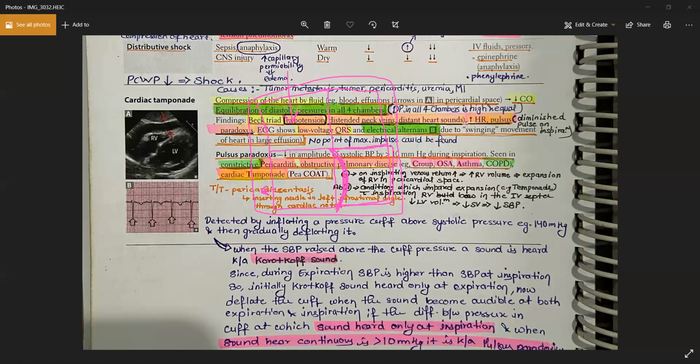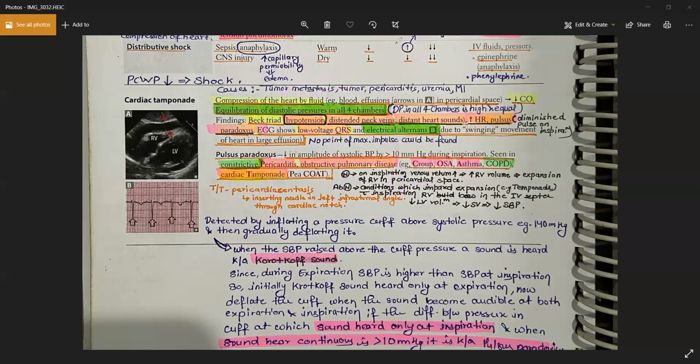So already you are having a loss of cardiac output in the inspiration, and above that you are also having a drop in the volume of the chamber. Because of both of these things, you're having a loss of BP of more than 10 in case of cardiac tamponade, and this is pulsus paradoxus. You guys understood it? Yes. Okay.